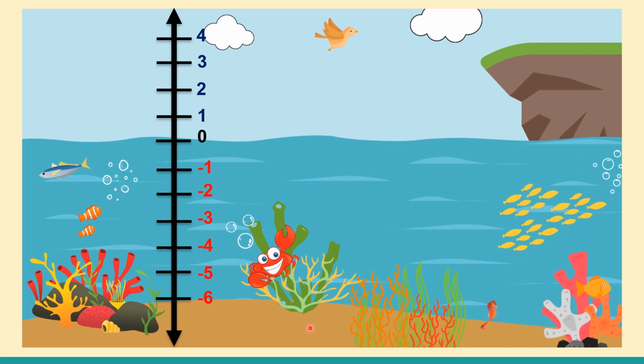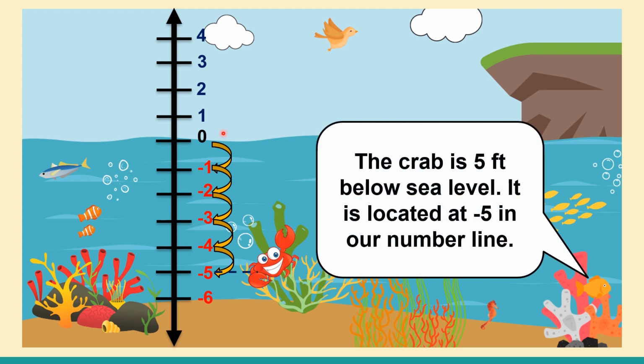How far is the crab from the sea level? Correct! We have 1, 2, 3, 4, and 5. From 0, the crab is 5 feet below sea level. It is located at -5 in our number line.